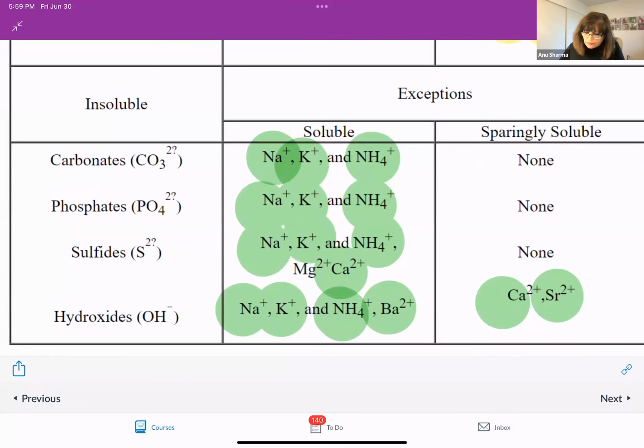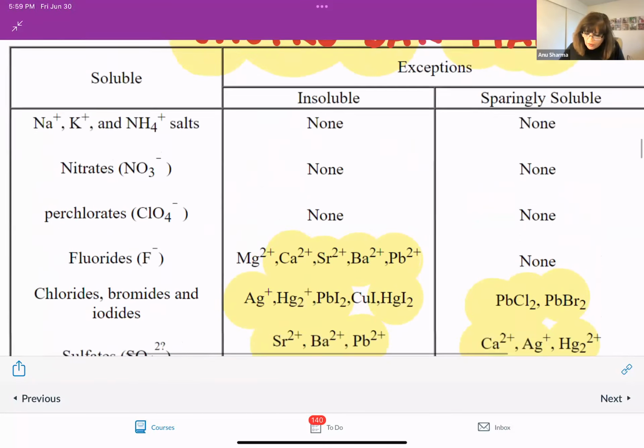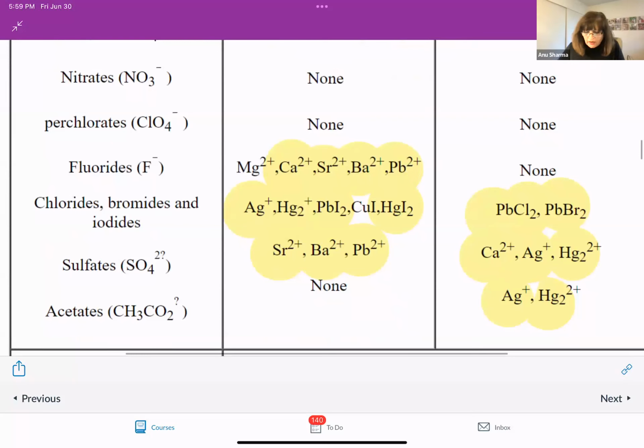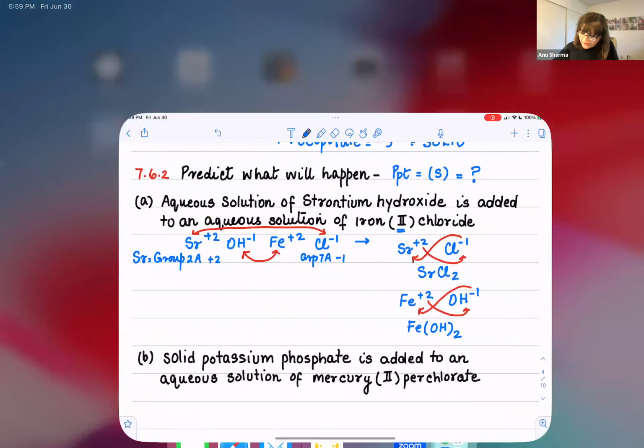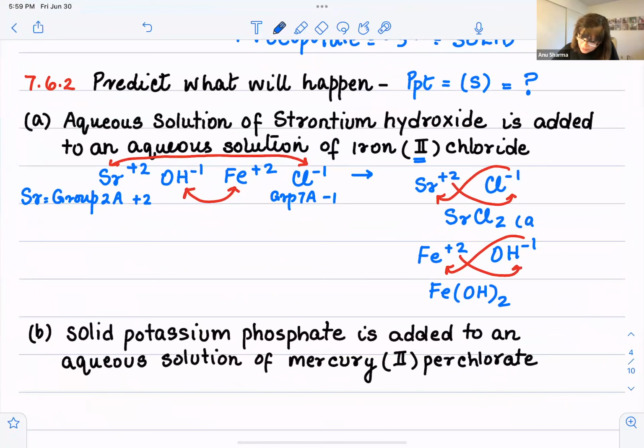And the other is strontium chloride. Now, strontium chloride: all chlorides, bromides, iodides are soluble, but there are exceptions. We will see here that strontium chloride is aqueous. It is soluble in water, but iron hydroxide is insoluble. So this is the one that will form a solid. So formation of solid is going to be there in this reaction.